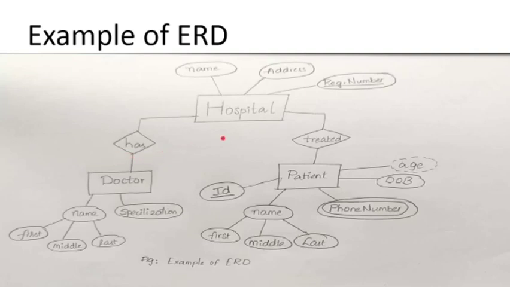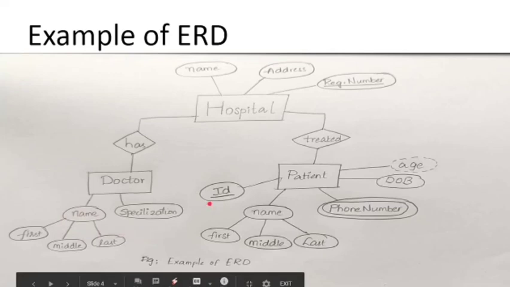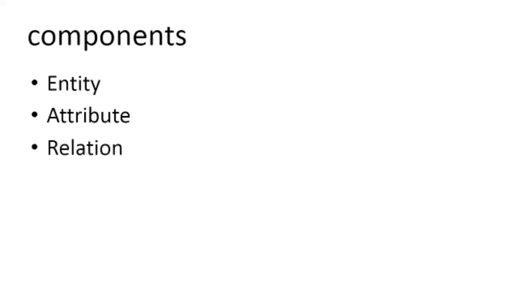So in this way you have to represent the design of your database. It contains some rectangles, some diamonds, some oval shapes and so on. We will see all these things one by one. The components of ERD contain entities, which are represented in a rectangular box, attributes, which are represented in oval shape, and relations, which are represented in a diamond symbol.